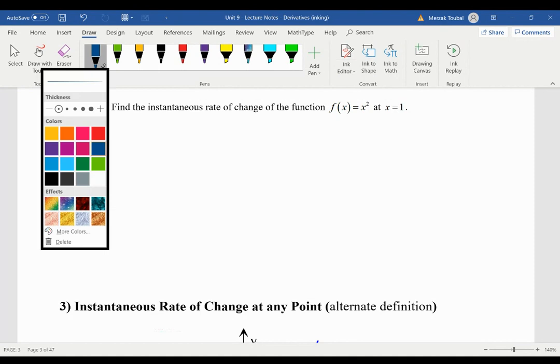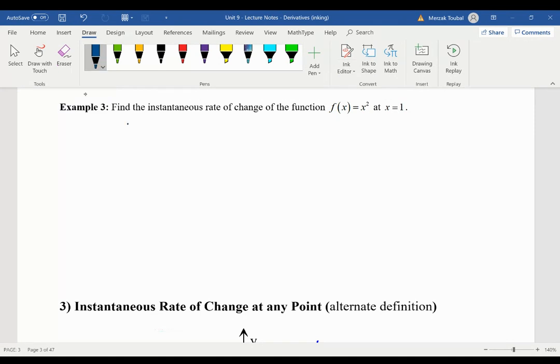Okay, let's do that. Okay, so let's use the formula. So m equals limit. I'm going to write the formula first. f of x minus f of a over x minus a as x approaches a.